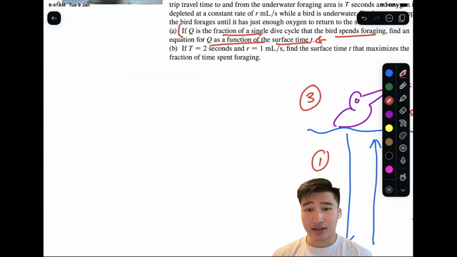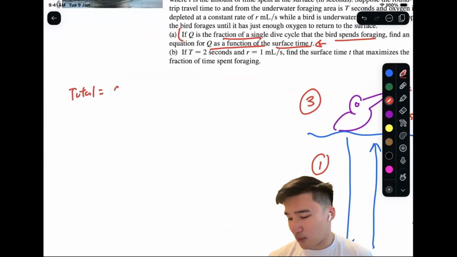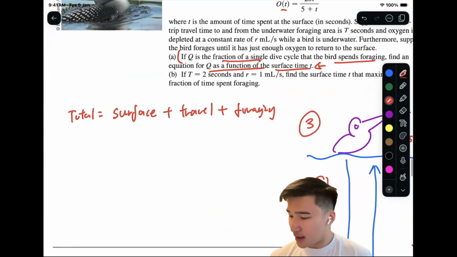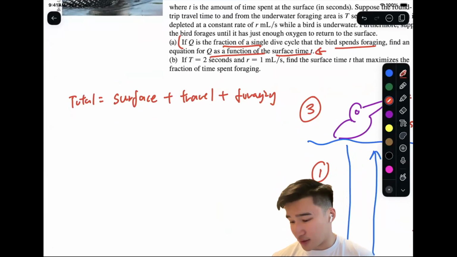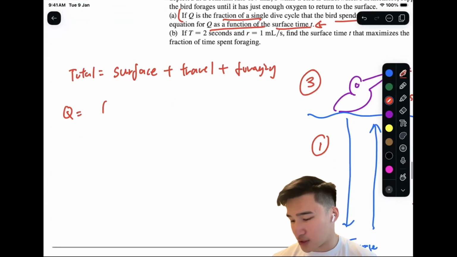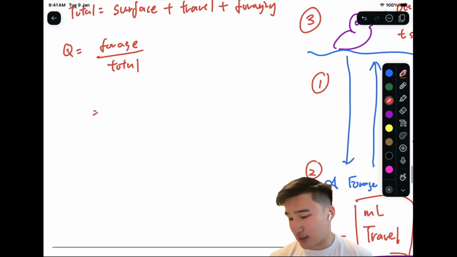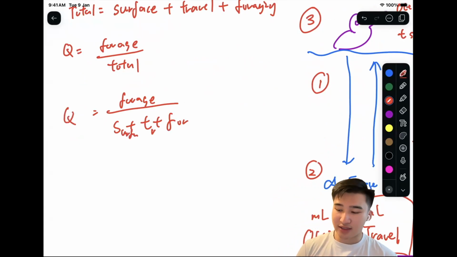All right, so what that means is our total cycle is going to be, number one, on surface, number two, our travel, and number three, our foraging, okay? And Q is to find the fraction of a single dive cycle in which the bird is foraging. So Q is foraging over the entire total, right? And then we can do this again by saying, okay, forage is going to be over our surface plus our travel plus our foraging, okay? This is Q. So that's the entire fraction here.